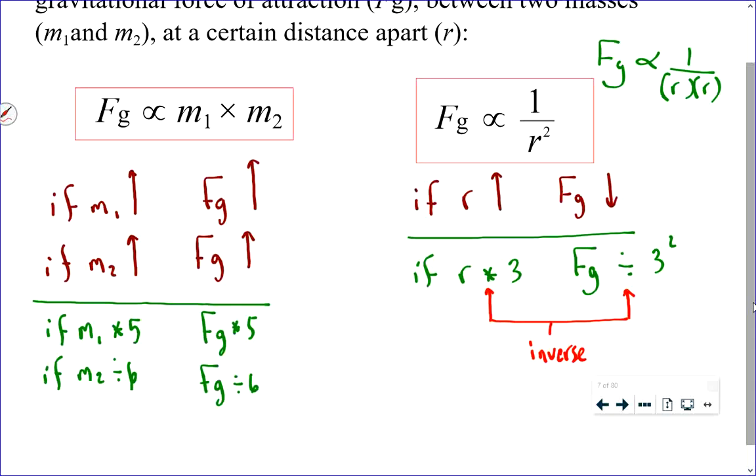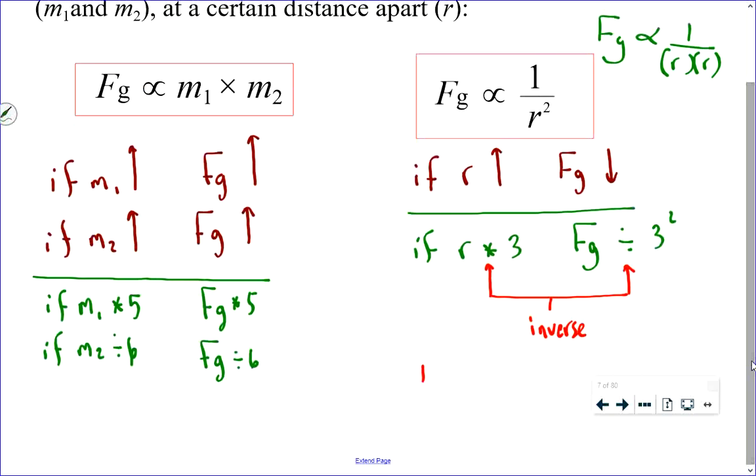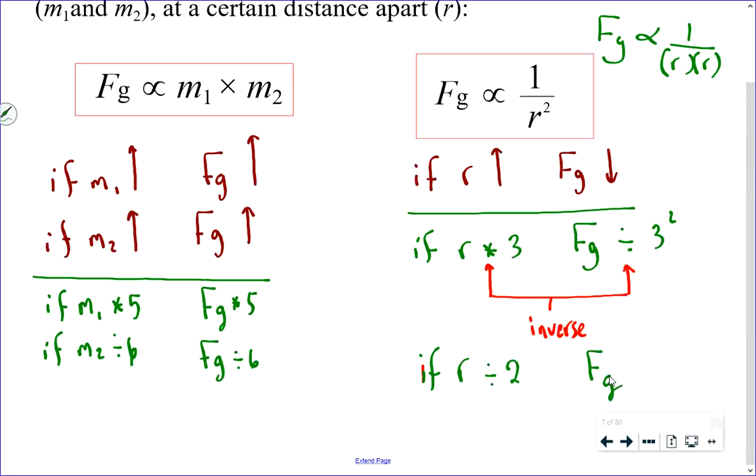But the squared part comes in because we have the r squared, so we're dividing not by 3, we're dividing by 3 squared. So what do you think would happen then if we divided the distance by 2? That means you're going to take the two objects and move them half as close. What do you think would happen to the force? Alex? Multiply by 2 squared.